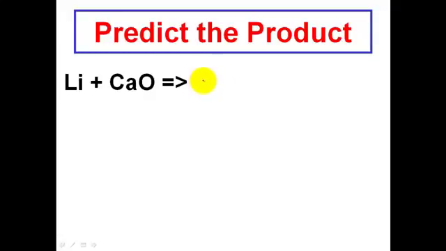Let's go ahead and predict the products here, guys. Lithium is going to replace calcium. Lithium is a very active metal. We learned in a previous lesson, the higher in the activity series you are, the more active of a metal you are. And I'll just give you a little bit of insight here. Lithium is definitely more active than calcium. So calcium and lithium are going to trade places.